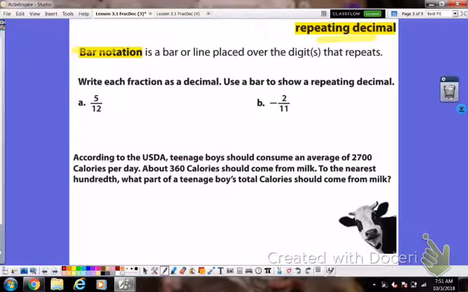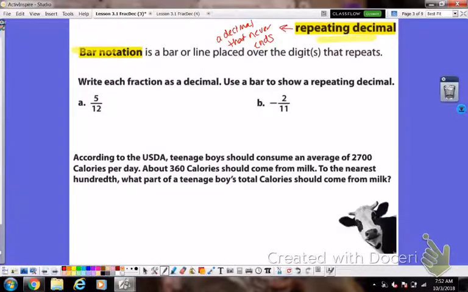So next up, we want to look at repeating decimals. A repeating decimal, another vocab word, is a decimal that never ends. Keeps repeating the same digit or digits infinitely. We use bar notation when we're talking about repeating decimals because you can't keep writing on and on and on and on.